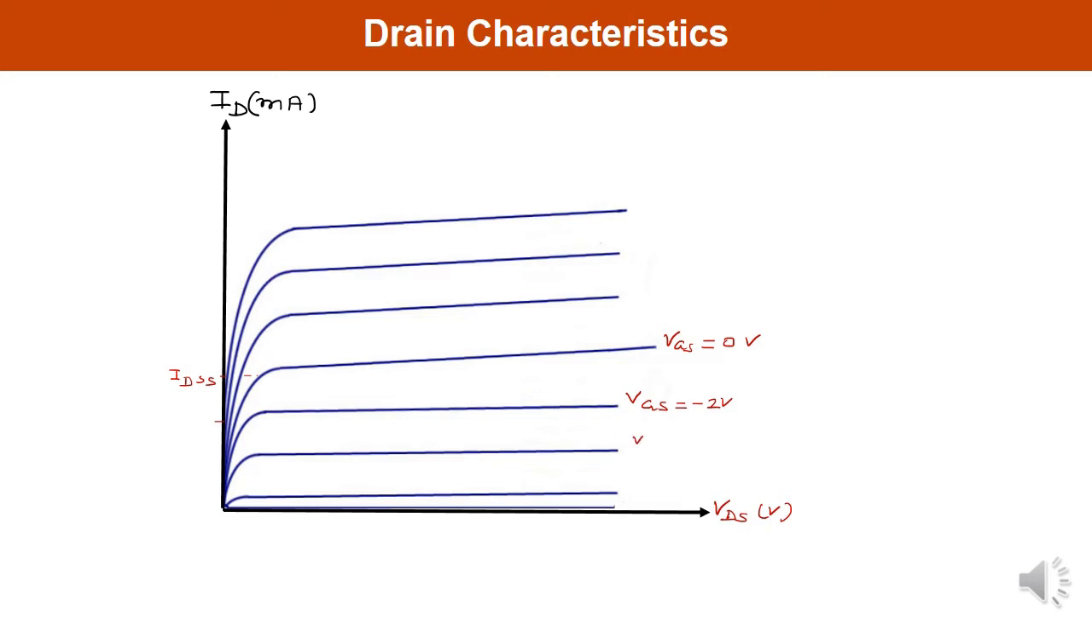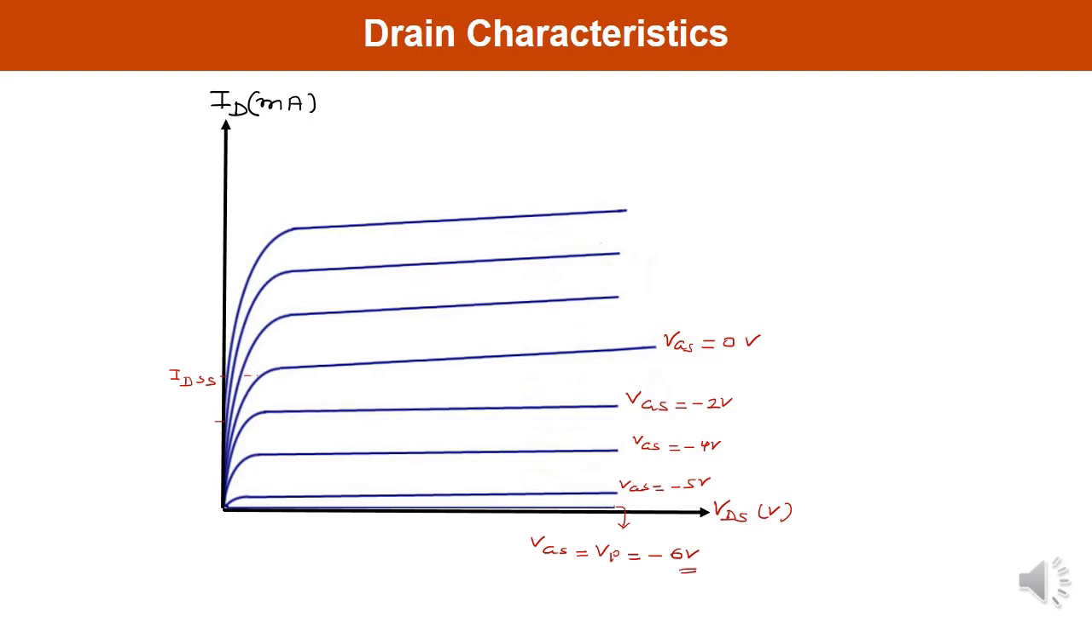Again, when you apply more negative potential, say -4 volt, the drain current decreases further. At -5 volt, with more negative gate source voltage, the drain current will decrease. At the same time, you can observe this curve for VGS equal to VP, the pinch off voltage, that is -6 volt. So this is the second condition I discussed in the previous section.